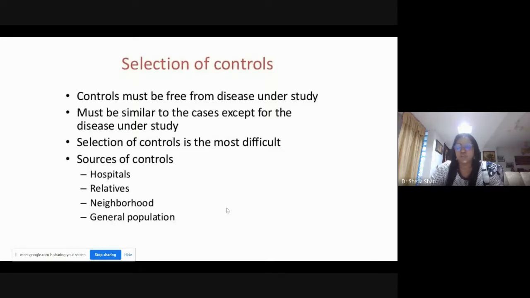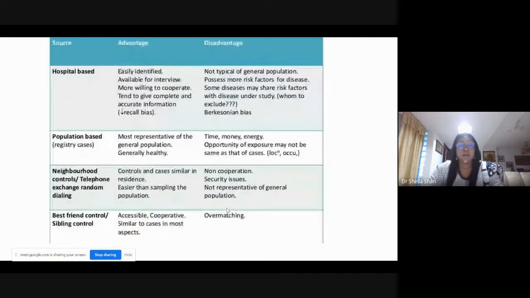But here your research you're doing mainly with your patients. So it's hospital based. Yours will be hospital based. All right, so what is the advantage? Easily identified because they come to your clinic, available for interview. You can talk to them, ask them. They are more willing to cooperate because they are having the problem. They tend to give complete and accurate information.